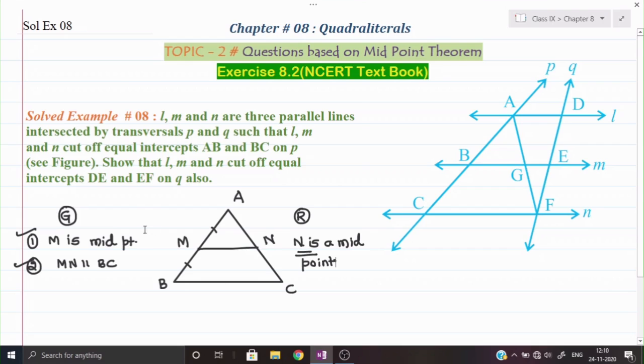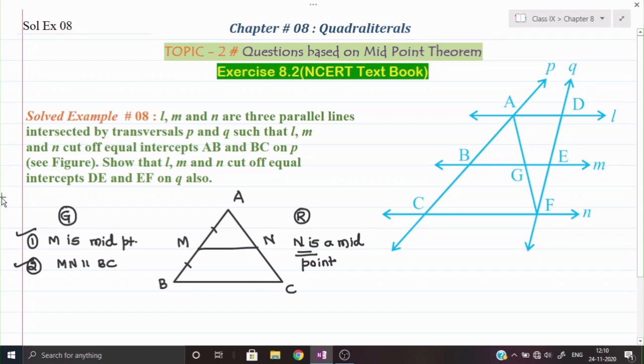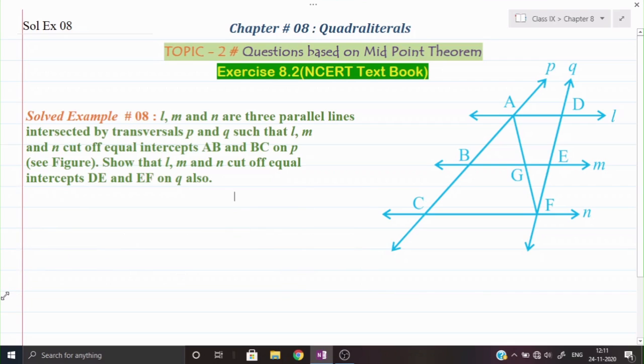Okay, so now here let us start the question. First of all, you can read the question carefully. See, in this question we have given that L, M and N are three parallel lines intersected by a transversal P and Q. Transversal, you know it very well, which intersect the parallel lines. Maybe unparallel lines also they intersect, but the line intersecting a pair of lines is called as the transversal.